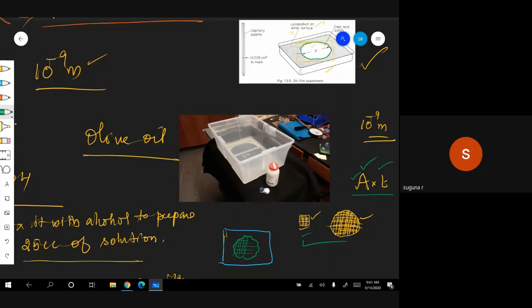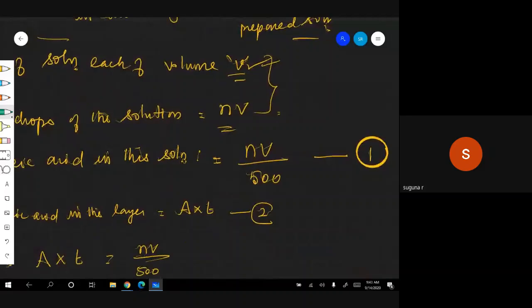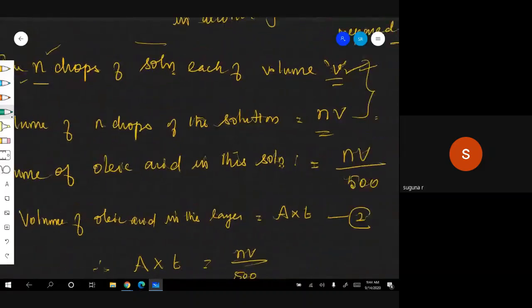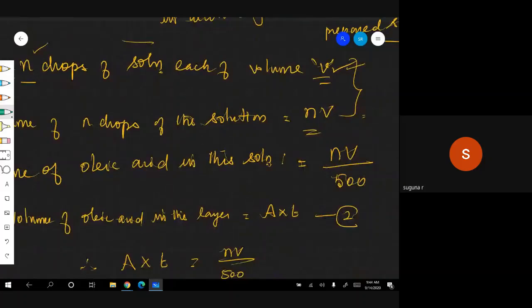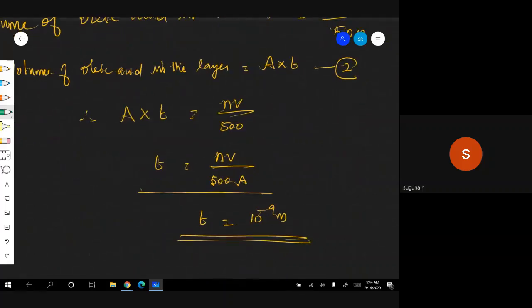So A into T gives you the volume of the spread. And the volume of the spread is nothing but NV by 500, because we have taken only the volume of oleic acid in the solution, which is NV by 500. That only has spread on the lycopodium surface, the water surface. Therefore, you can equate NV by 500 to A into T. From that you can find the thickness, which approximately gives you the size of the oleic acid molecule. Is it clear? Yes, ma'am.